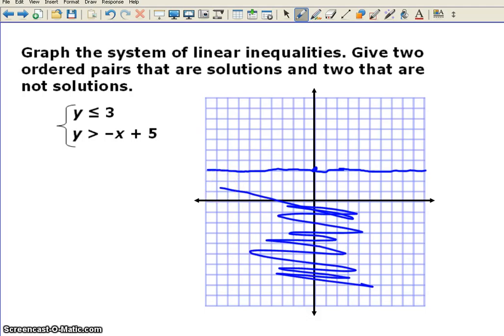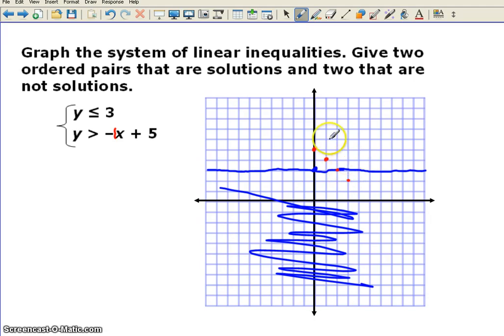Okay, then we would go ahead and graph our other one. So we would start up at 5, so 1, 2, 3, 4, 5. We would make our dot, and our slope is a -1 because of the hidden 1 that's in front of the x. So I'm going to go down 1 and to the right one, down 1 and to the right one, down 1 and to the right one.